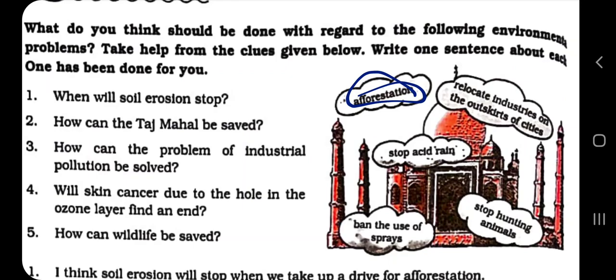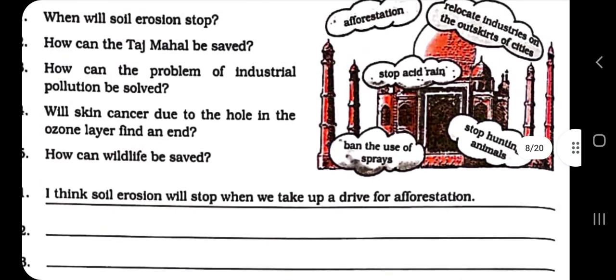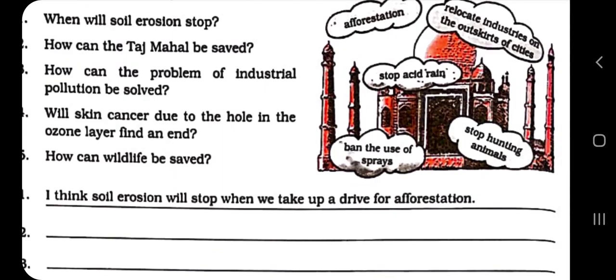This part is used. Now, how can the Taj Mahal be saved? If we stop, this part has to be used. So in the second line we have to use these only. How can the Taj Mahal be saved? We can write like this: the Taj Mahal can be saved if we stop acid rain. Okay, if we stop acid rain. How can the problem of industrial pollution be solved?